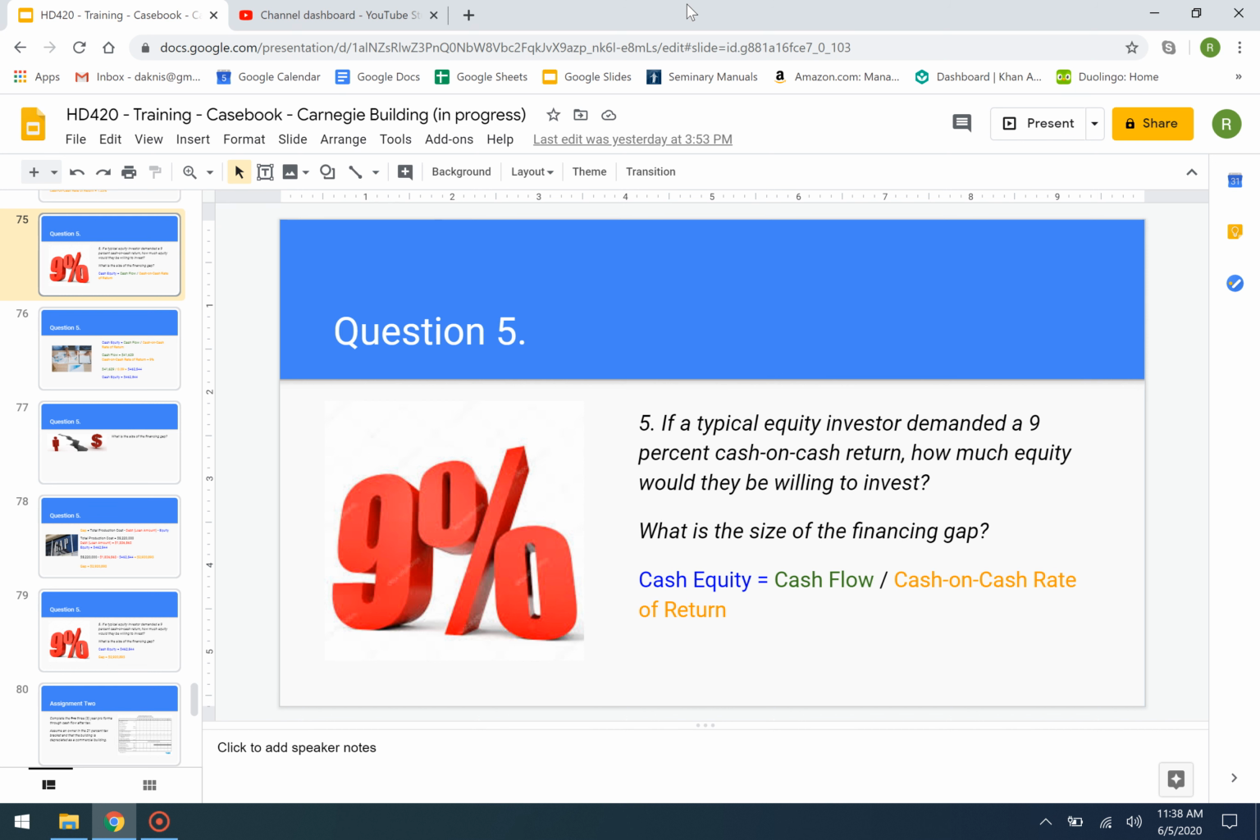Okay, so what we're doing here is very similar to what we just did in problem 4. However, we're doing a little bit of algebra and we're mixing it up a little bit. So instead of saying, what is the cash-on-cash rate of return, we're being told we have a 9% cash-on-cash return. And then we've got to figure out what the equity is from there. So you mix up the formula a little bit. Cash equity equals cash flow divided by cash-on-cash rate of return.